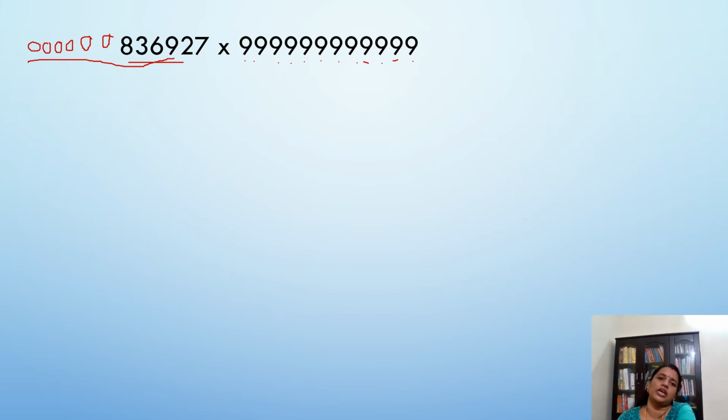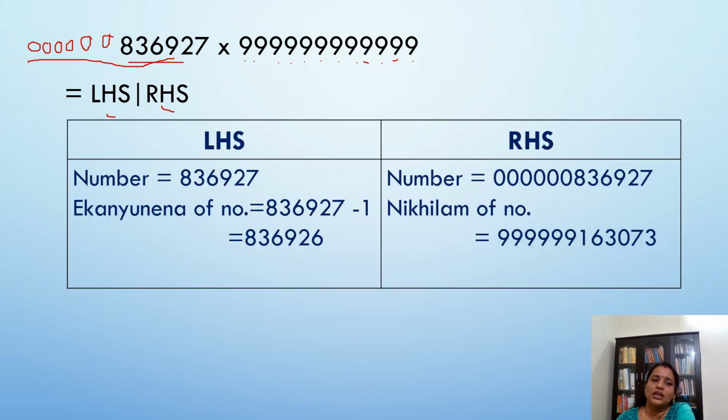Now what I have to do? I have to go for my answer. I am going to split my answer into two parts, that is my LHS and my RHS. To get my LHS, I have to take the one less than this number. And for my RHS, I have to go for the Nikhilam of the number. One less means 1 less than the previous number. The number here is 836927. So I am going to take the 1 digit lesser than this number, which is 836926.